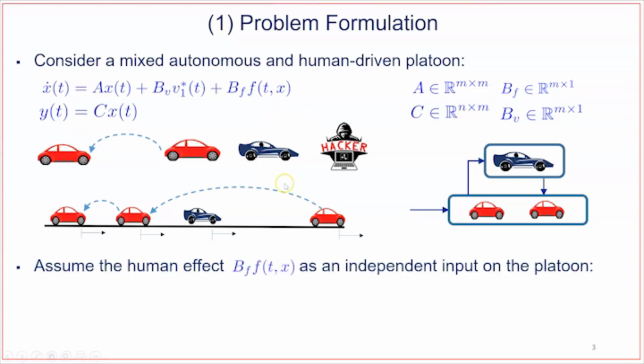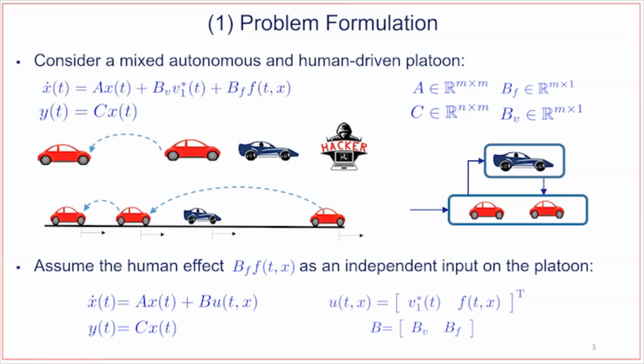Now we will rearrange the state space representation and consider F here as an independent excitation signal on the platoon. So after rearranging both the desired velocity of the whole platoon and the human effect as U, we will end up with this linear state space representation of the platoon.